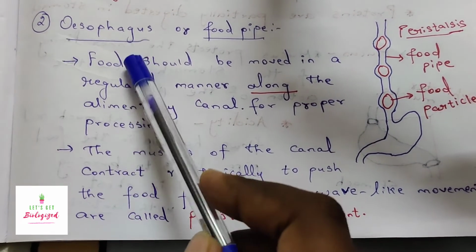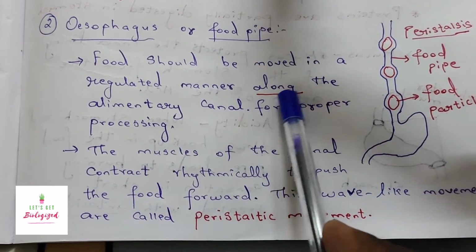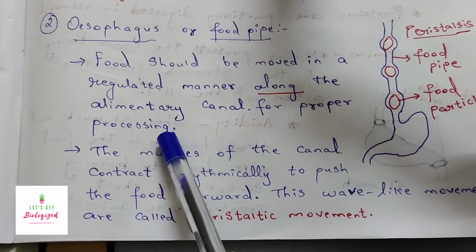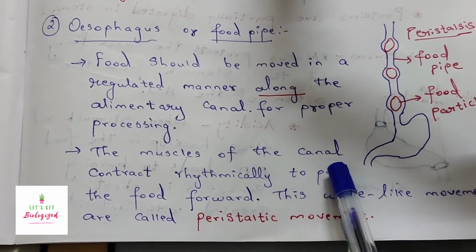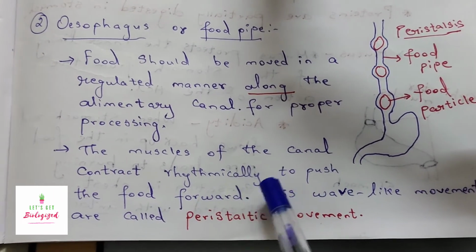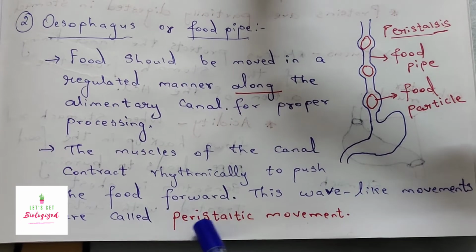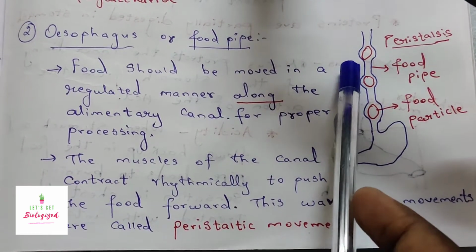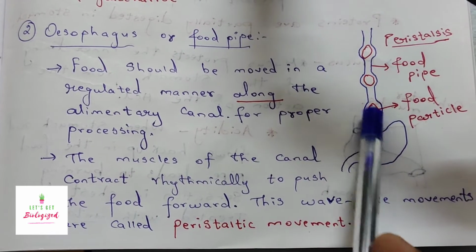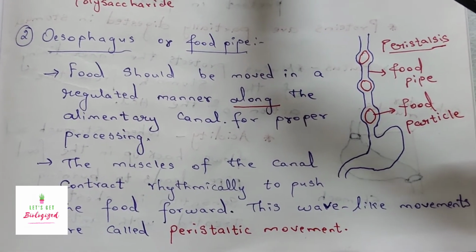Coming to the esophagus or food pipe. Food in the alimentary canal should be moved in a regulated manner all over the canal. The muscles of the canal contract rhythmically and push the food forward. These wave-like movements, which you can see in the diagram, are called peristaltic movement. They are seen all over the alimentary canal, which is very important to notice.